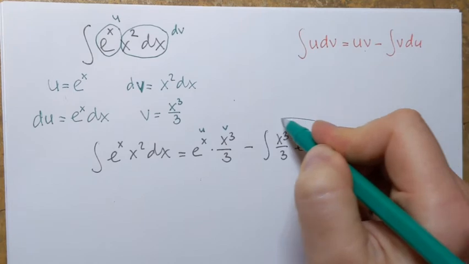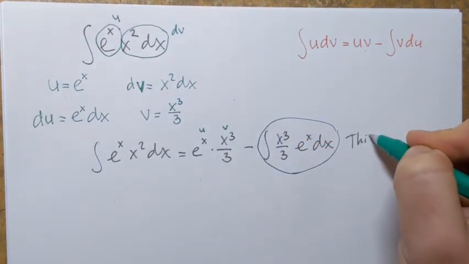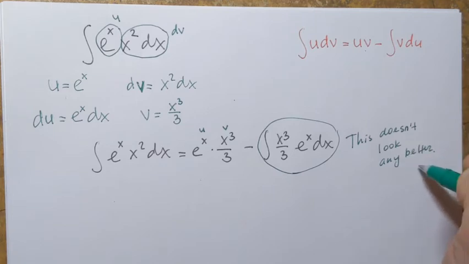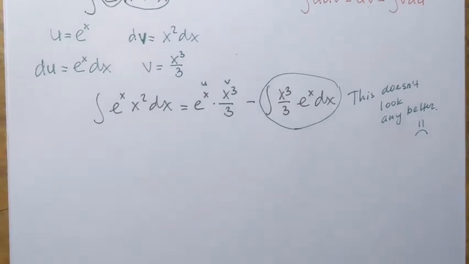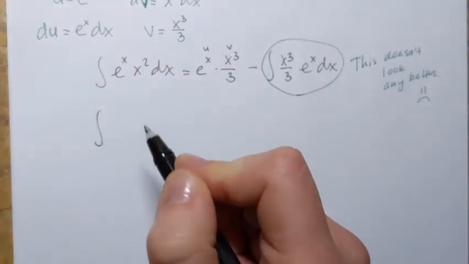I'm going to make a note, to explain the reason we stopped here. So I'll say this doesn't look any better, right? And for this reason, we're going to start over again. And in math, that's a common thing to do, right? You try something. If it doesn't work, well, you try something else. So I will rewrite my example one more time.